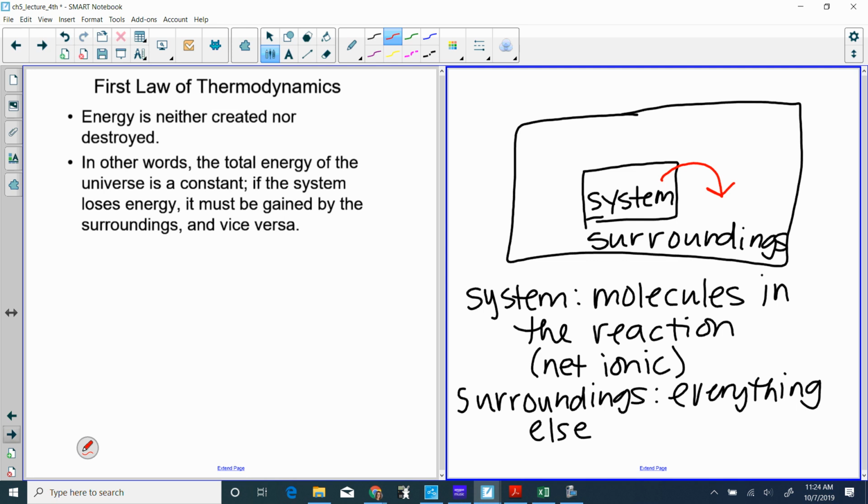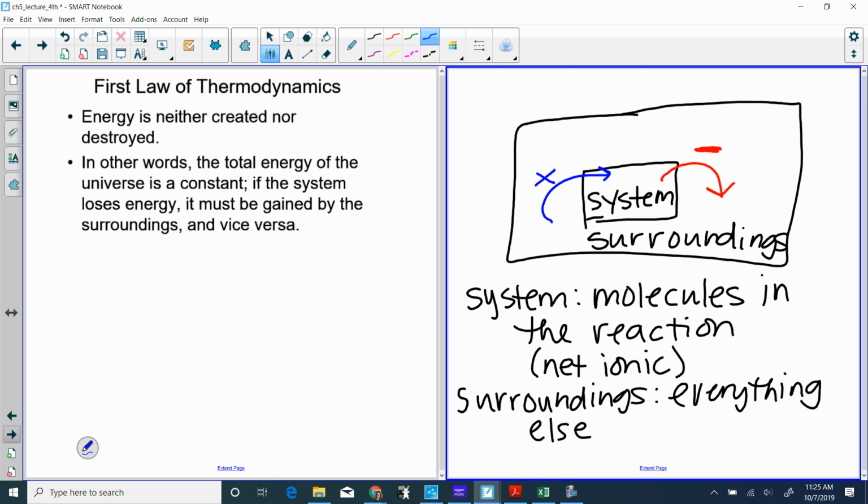Okay. If anything leaves the system to the surroundings, we call that negative. It's always from the perspective of the system. So if the system loses energy, that value becomes negative. But if the system gains energy from the surroundings, we would make that value positive.